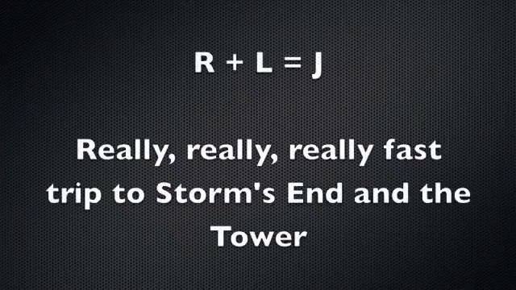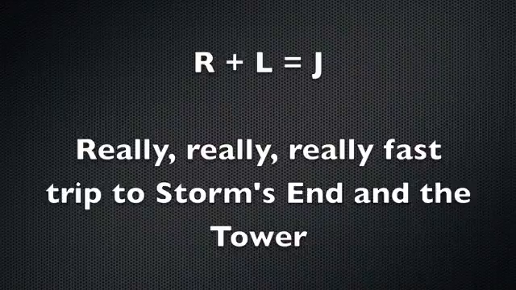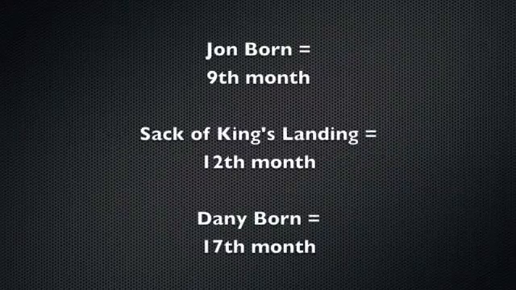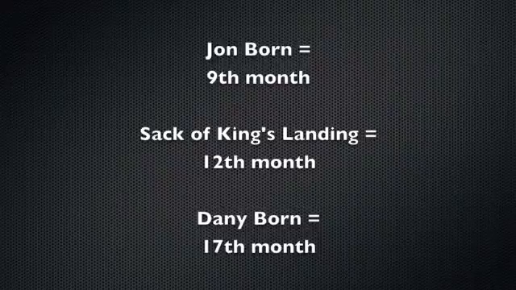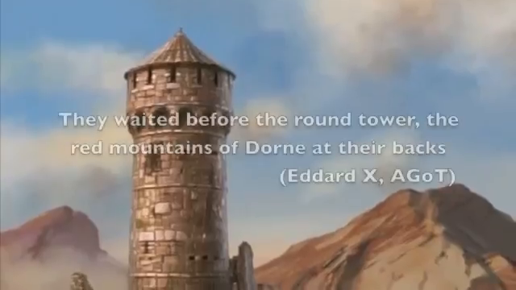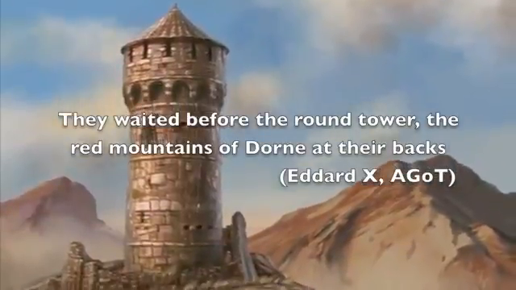So if you subscribe to R plus L equals J, you have to accept that it was a really fast trip to Storm's End and then the Tower. Now what about the alternative? Does it work out? Well, if we accept that Jon was conceived right before the beginning of the war, he'd be born sometime in the 9th month. Ned would have oodles of time to get down to Storm's End, and would have plenty of time to wander the mountains of Dorne searching for the Tower of Joy.